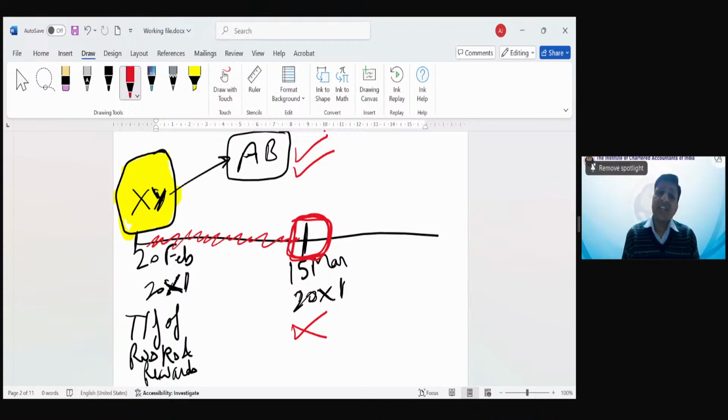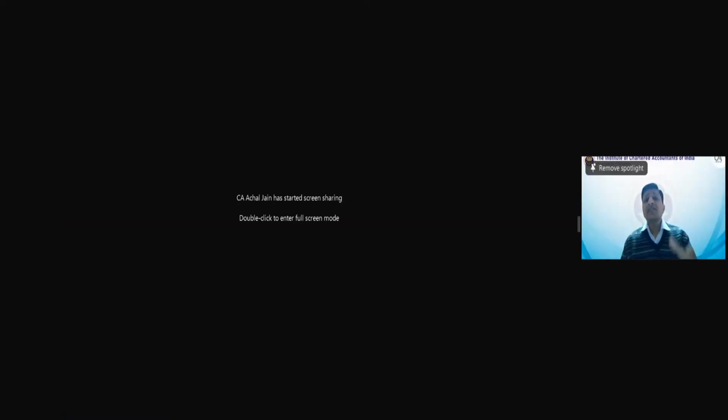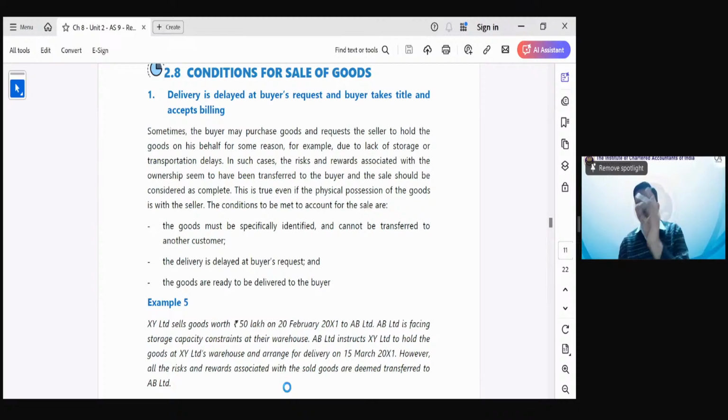In this case, the buyer has not taken the delivery, but it's not XY who is at default. The seller has not done this because the buyer has requested the seller for the same. Now, in this case, some of the conditions are required to be fulfilled so that this criteria of risk and reward is met.